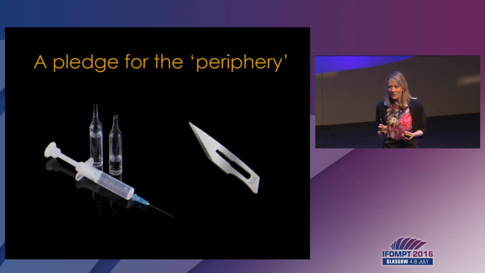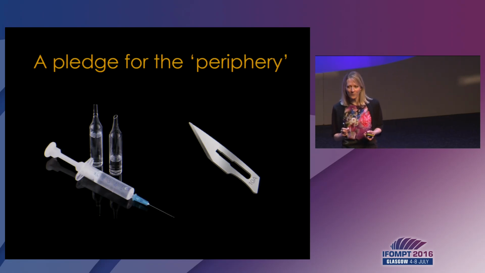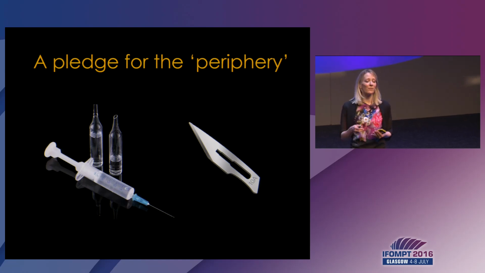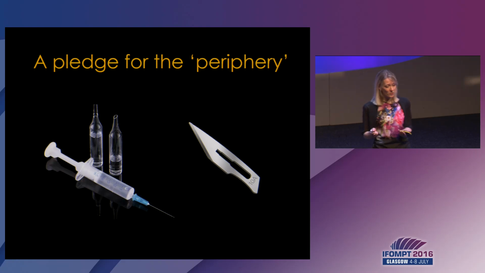But today, I would like to make a plea for the periphery, for a very simple reason. I have shown you that the majority of patients with entrapment neuropathies have widespread symptoms. But still, if we give them a cortisone injection, or if they are operated on, they have an immediate relief of their symptoms.